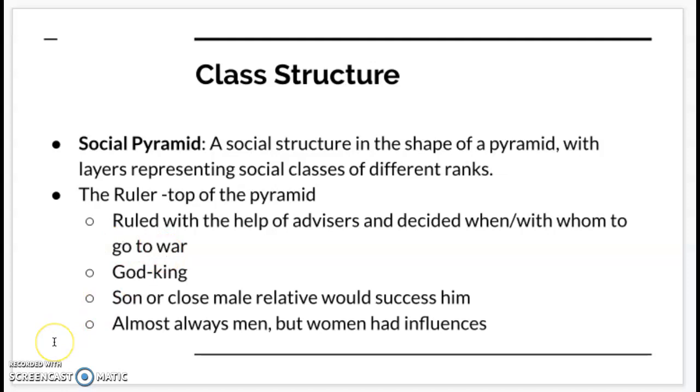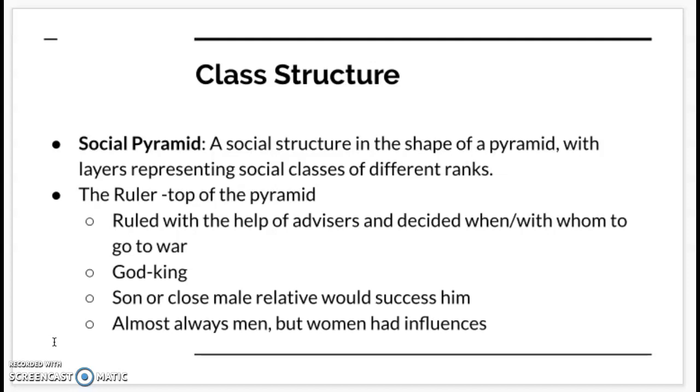So as far as the class structure for the Maya, they did have a social pyramid, much like how we've talked about that in Japan and Europe. So the social pyramid was a social structure in the shape of a pyramid with layers representing different social classes and different ranks. So at the very top of our social pyramid is the ruler.